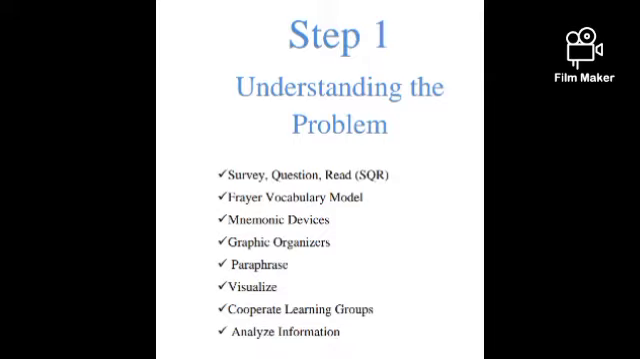Again, the four steps in using the Frayer vocabulary model are: number one, identify the concept or word. Two, define the word or term in own words. Three, list the characteristics or attributes of the concept or word. And four, list examples and non-examples of the terms or word.